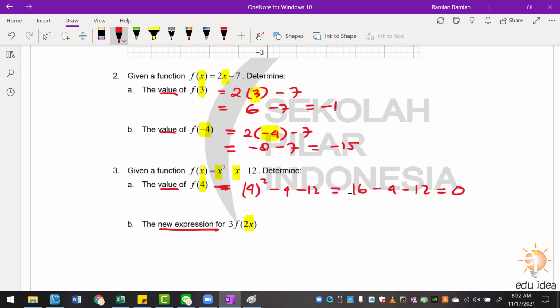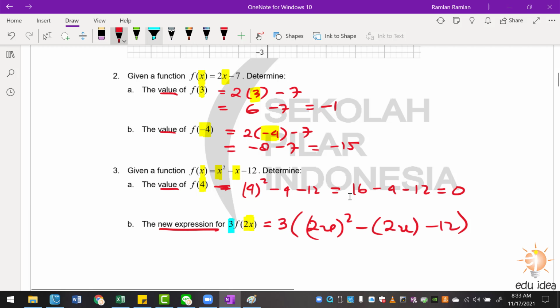So let's do that. The 3, I'm going to highlight that a little bit, so the 3 stays here. So I'm going to put the 3, and then that f(x) will become, so I put a bracket on it. I'm just using these, but I change this x and this x by 2x. So we will have 2x squared for this one, and then the next one is minus another bracket 2x, and then minus 12.